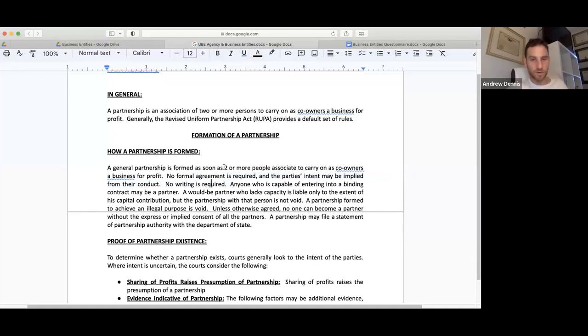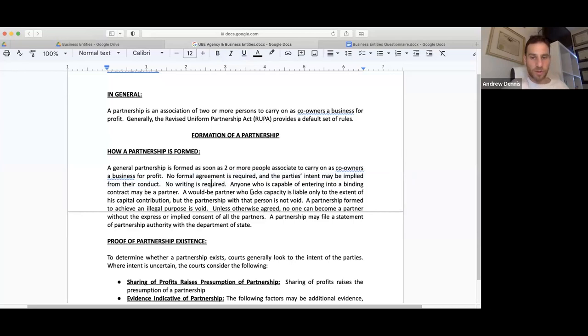So a general partnership is formed as soon as two or more people associate to carry on as co-owners of a business for a profit. No formal agreement is required. The parties' intent may be implied from their conduct. No writing is required. Anyone who is capable of entering into a binding contract may be a partner.